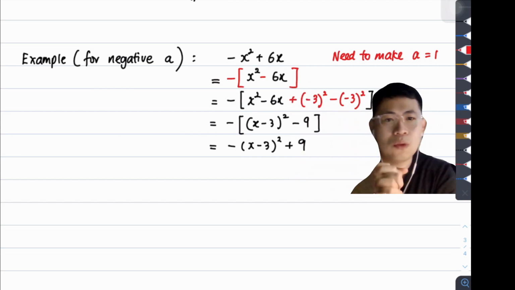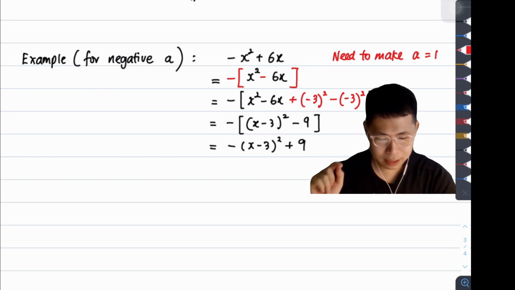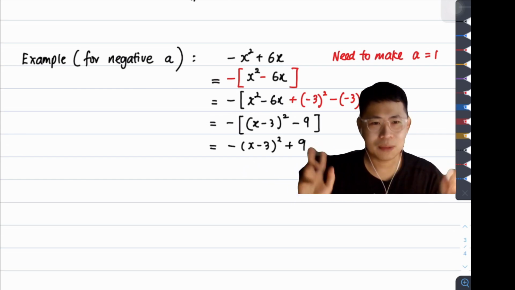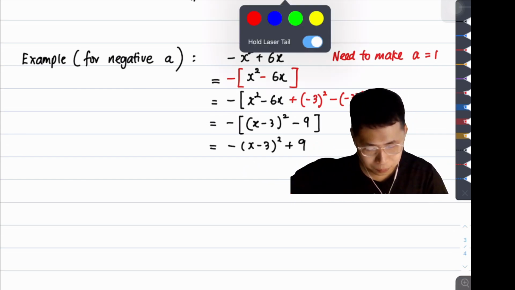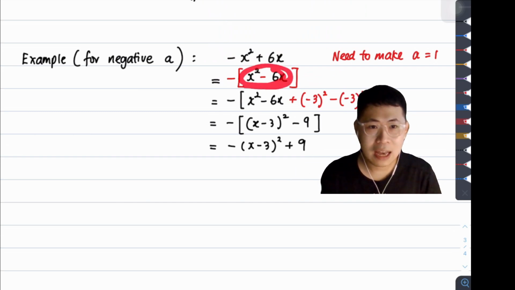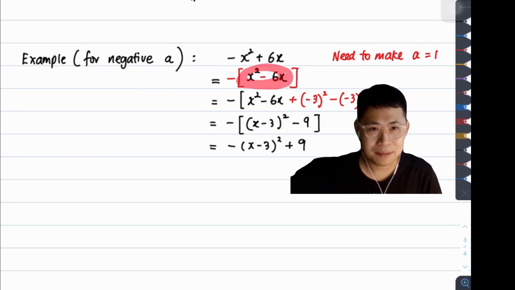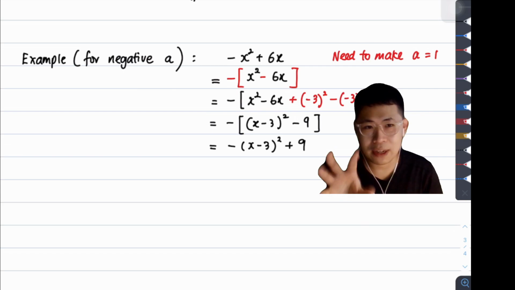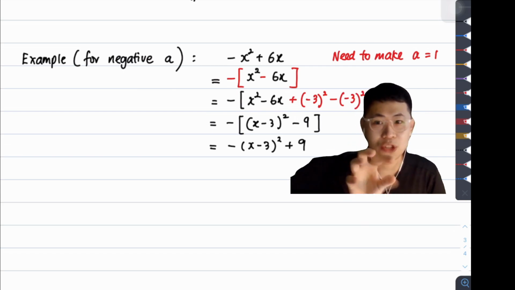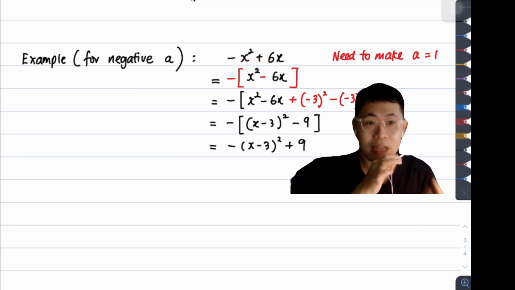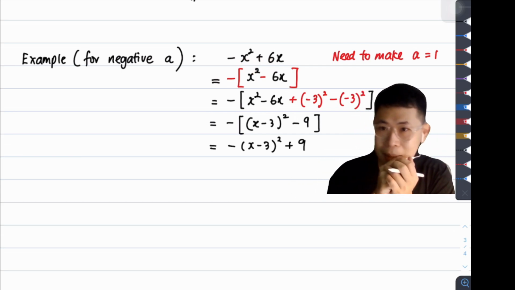Okay, my pointer is working. As you can see, we factorize out the negative, and we have this content on the inside. When you factorize out, make sure you expand back to check your answers. So you have your negative x squared and your negative 6x, which is actually equivalent to the first line.